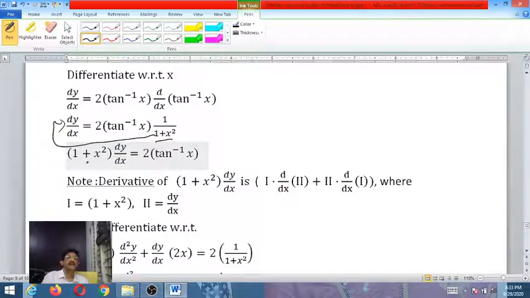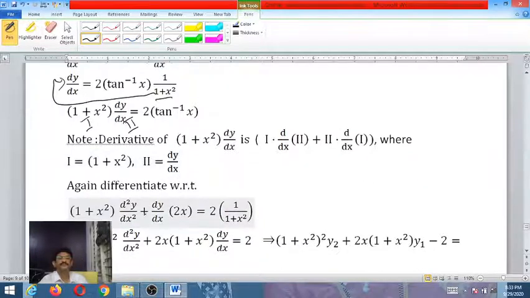Now again differentiate with respect to x. This is the first function, this is the second function. Come to this one. First function, 1 plus x square. If dy by dx is given and you differentiate it again, it becomes d square y by dx square. Plus the second function, dy by dx. The derivative of 1 plus x square: 1 becomes 0, x square is 2x. The right hand side: 2 is a constant, and the derivative of tan inverse x is 1 by 1 plus x square.